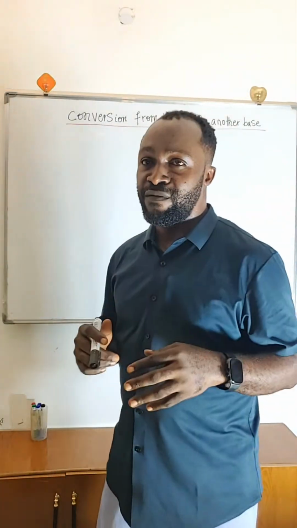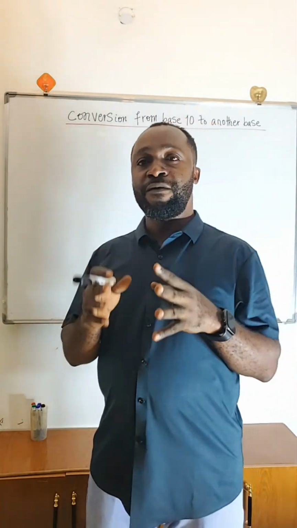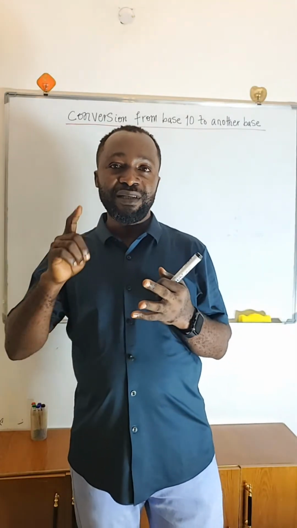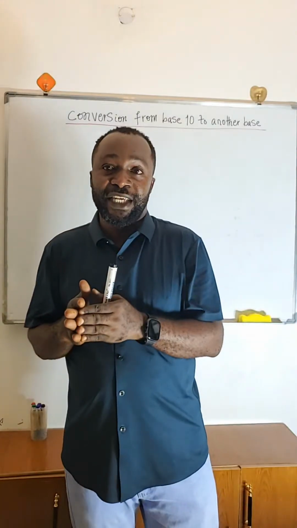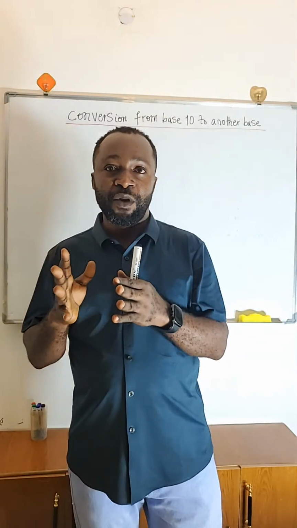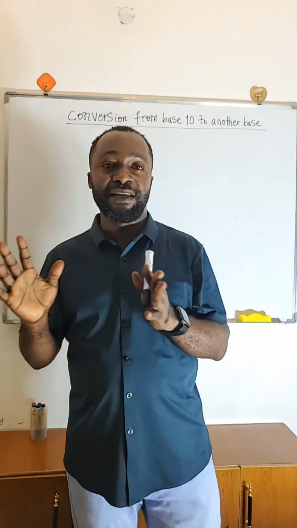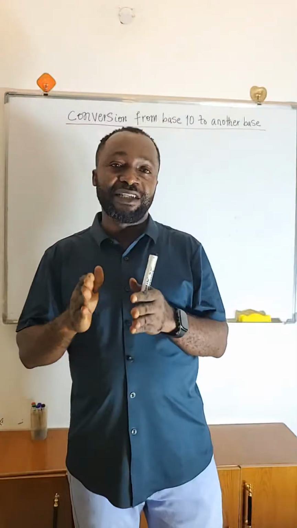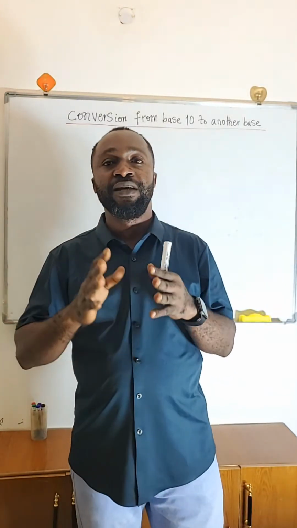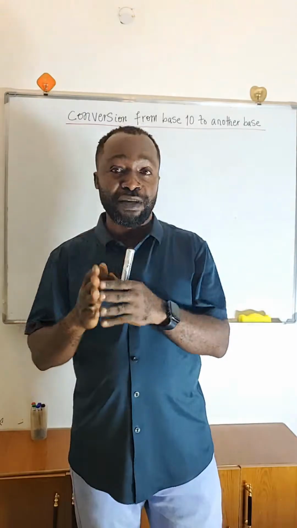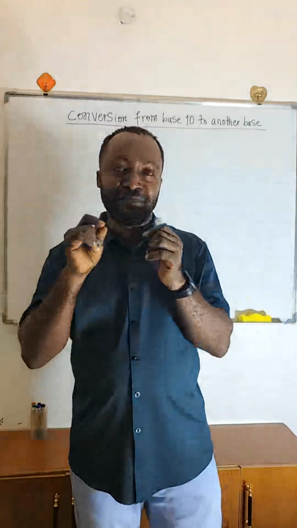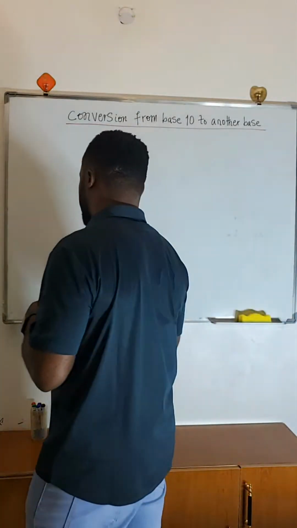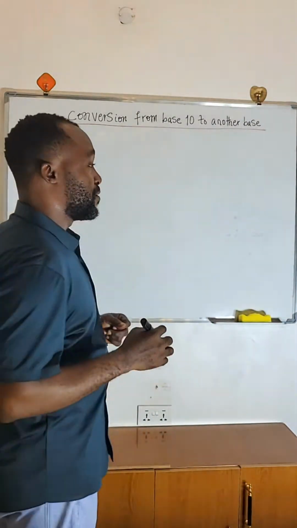So, to convert a number from base 10 to another base, number one, divide the number repeatedly by the new base until the dividend is 0. Two, write the remainder after each division. Three, obtain the new number base by writing the remainder in an upward order. Okay, so let me put down that as a note for you.